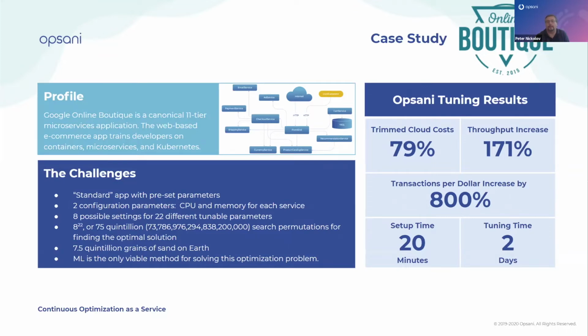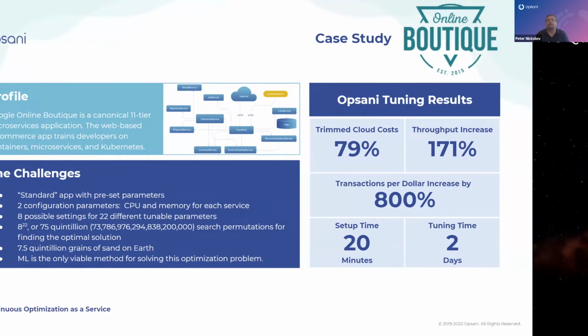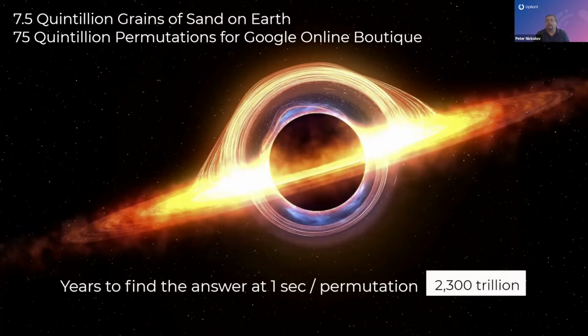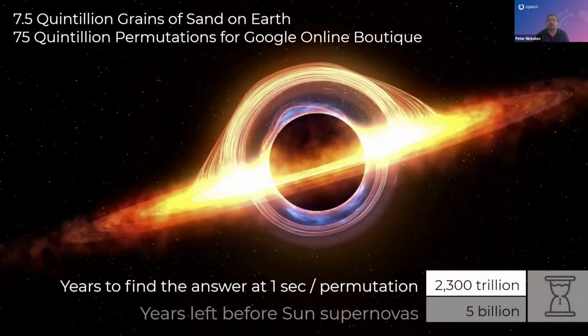Why do we need machine learning for this? Well, let's look at how you would do it differently, let's say, with brute force. If it takes you 1 second to try one of the configurations, it will still take 2,300 trillion years to go through the full configuration space, which, even if in your business you can afford to wait that long, you can't do it, because the sun will go supernova in only 5 billion years.